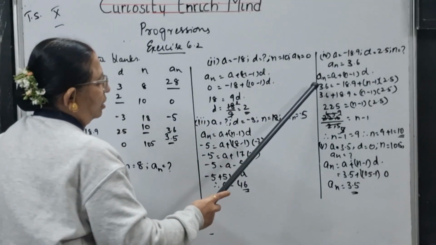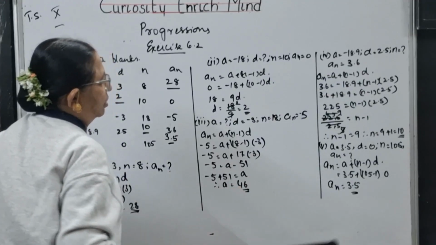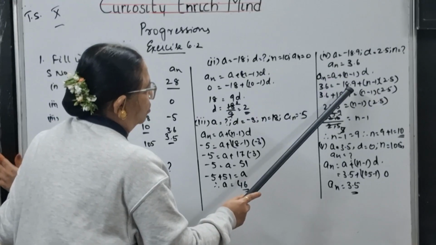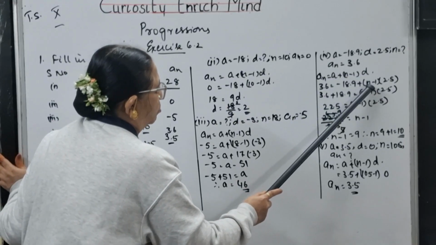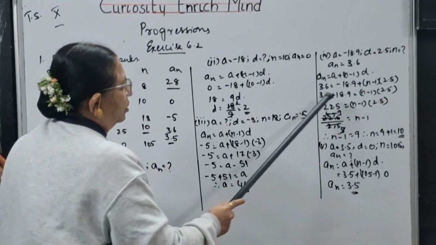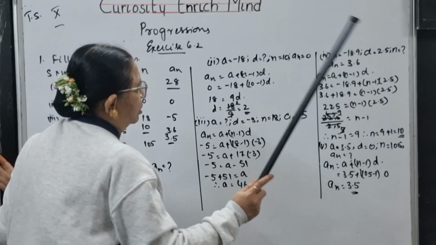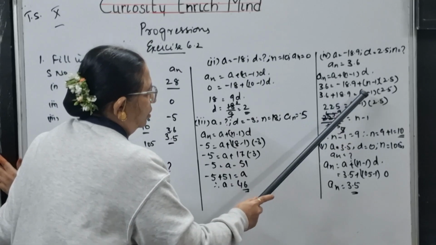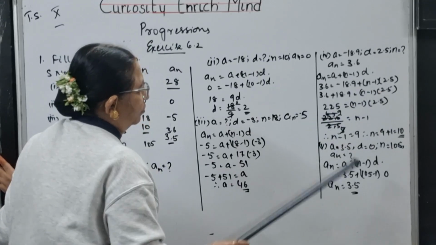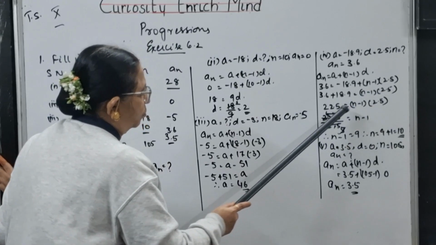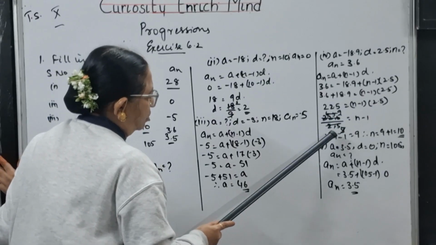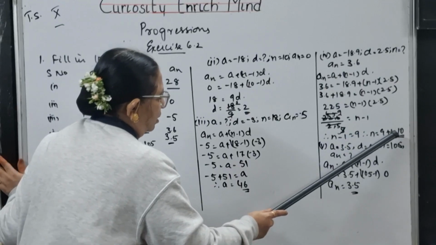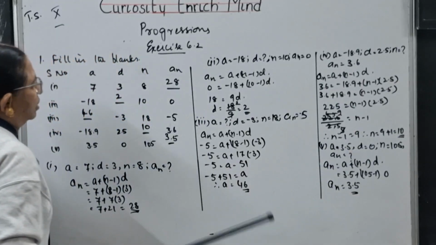You have to find out N. AN is equal to again A plus N minus 1 into D. AN is 3.6 is equal to minus 18.9 plus N minus 1 into 2.5. So this minus when it comes here it becomes plus. 3.6 plus 18.9 is 22.5 is equal to N minus 1 into 2.5. So what did I do? I brought this 2.5 here. That means multiplication becomes a division. So on simplifying, I got N minus 1 as 9. That is N is equal to 9 plus 1, 10.